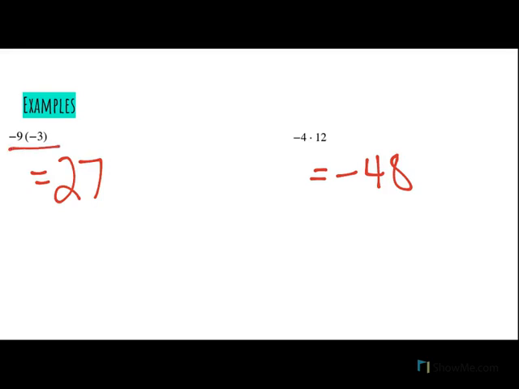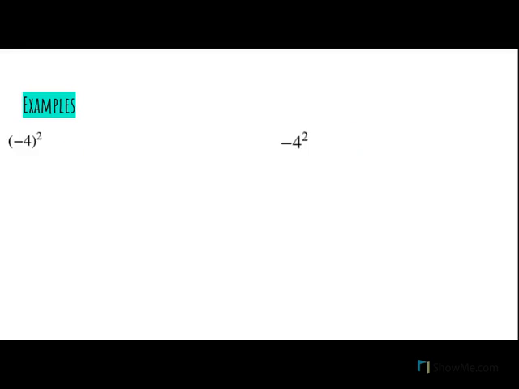All right, if we look at our first one over here, we have two negatives, meaning the signs are the same, which means we're going to get a positive number. 9 times 3 is 27. For our second example here, negative times a positive is going to be a negative. Okay. And then 4 times 12 is 48.